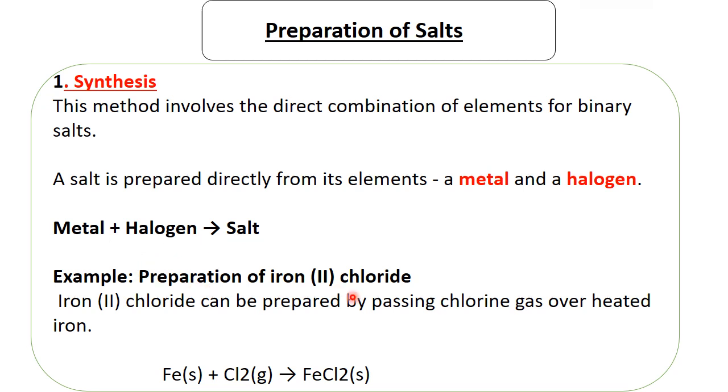An example is preparation of iron 2 chloride. Iron 2 chloride can be prepared by passing chlorine gas over heated iron. So you get iron, you heat it, then you pass chlorine gas there, and you are going to have a salt, which is iron 2 chloride. So this is iron, which is of course solid. You heat it, then you pass chlorine gas there. What you're going to get is iron 2 chloride. This is how it is prepared. And you can come up with other examples. You can talk about potassium chloride. You get potassium and chlorine, you combine them directly. So that is synthesis.